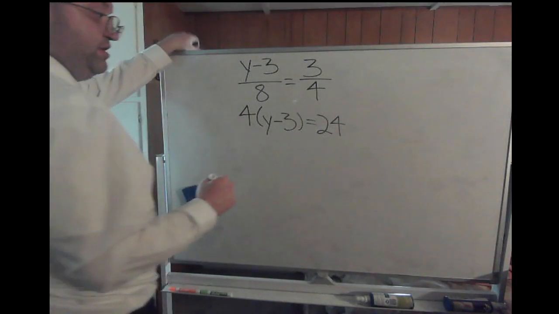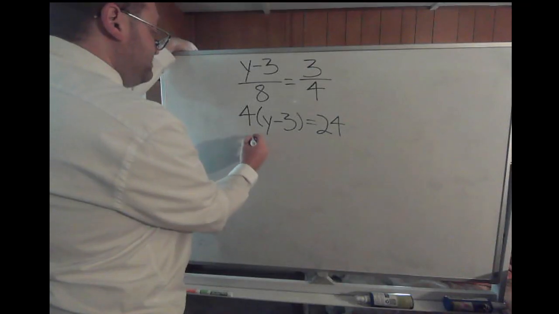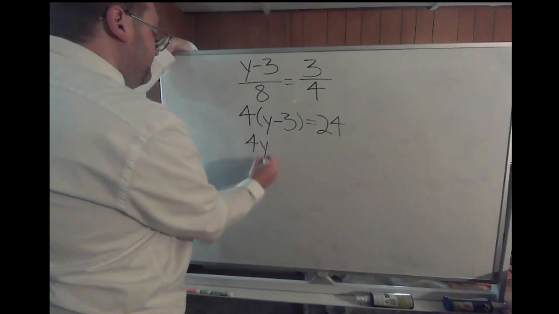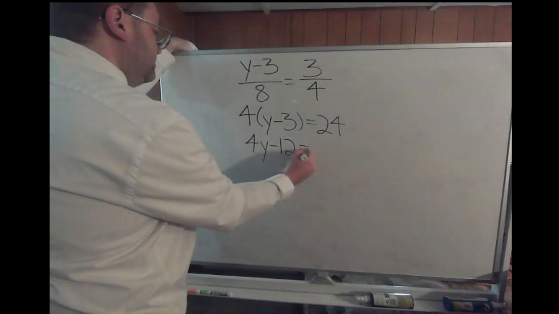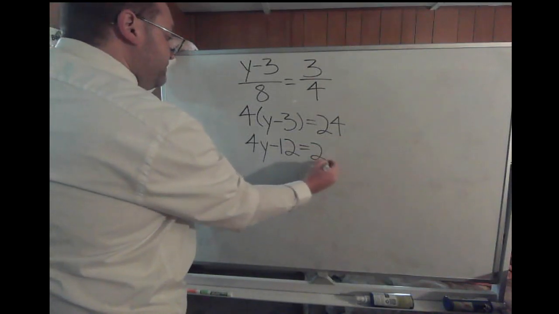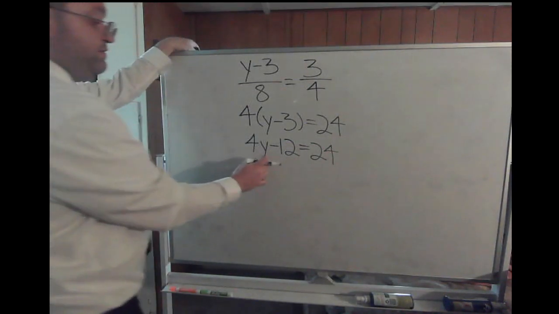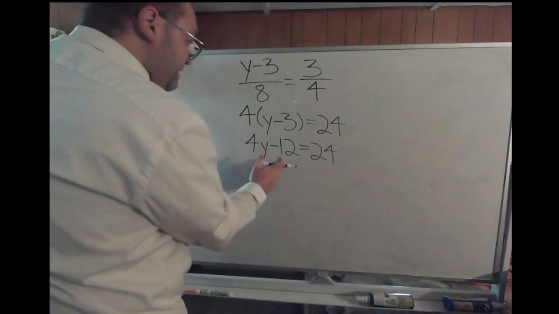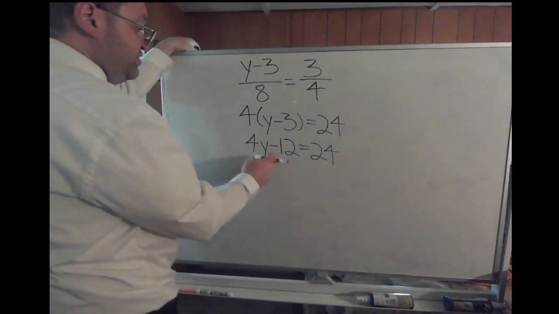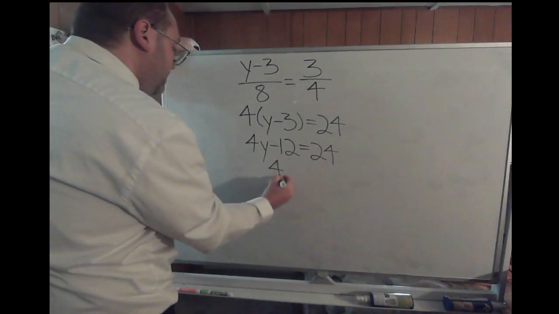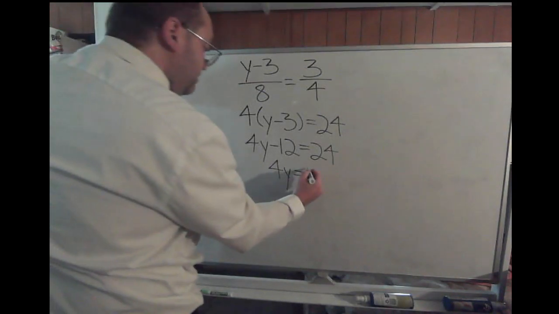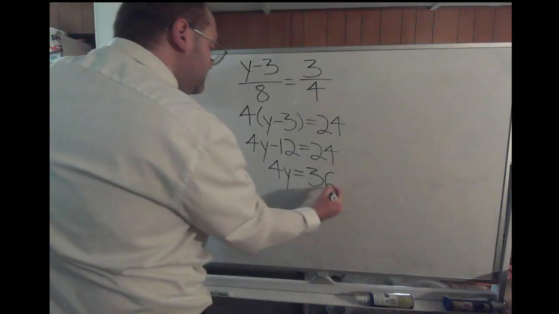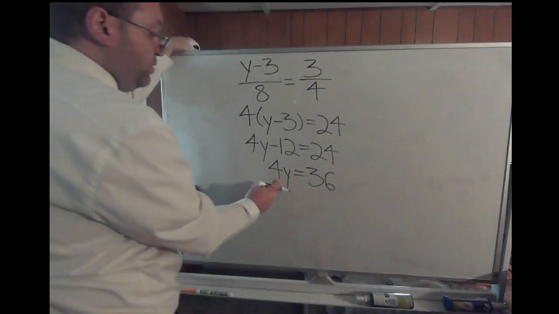Now do the distributive property on the left side. 4 times y, that is 4y. Minus 4 times 3, that's minus 12. That would equal 24. Now you want to get that 4y by itself. You have a minus 12. You need to add 12. If you do it to the left side, you get 4y by itself is equal to 24 plus 12. That would be 36.